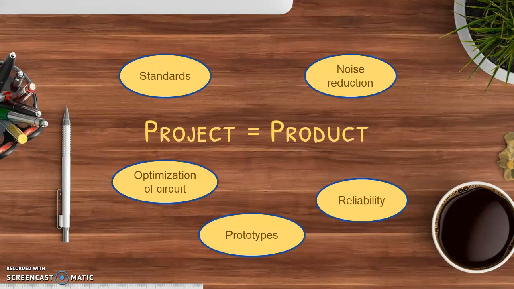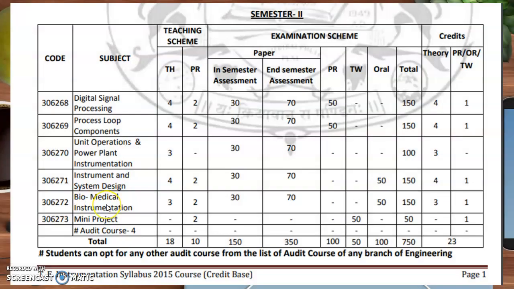Now before we go into details of ISD, let us see how we are going to conduct this subject. So look at this, 306271 is the code for the subject Instrument and System Design. We have 4 theory lectures, 2 hours of practical for each batch. There are 30 marks of in-sem paper, 70 marks of end-sem paper. There is no practical exam, there is no term work, but yes, we do have an external oral of 50 marks. So totally for ISD you need to score against 150 marks, isn't it?